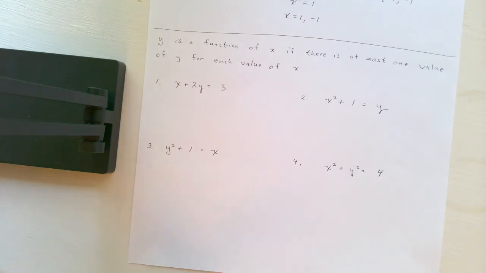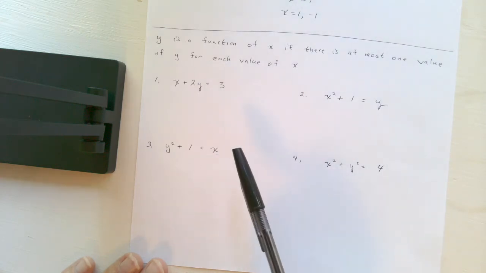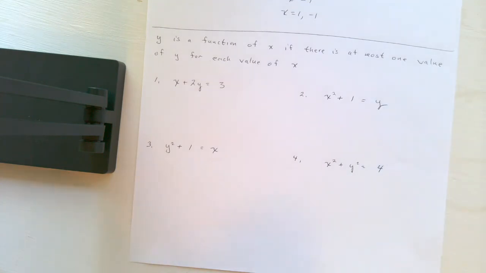Okay, so later on when we talk about the graphs, this will relate to the vertical line test. But right now we want to ask ourselves, can we write y as y equals some expression which is just in terms of x, and will that expression only take one value?